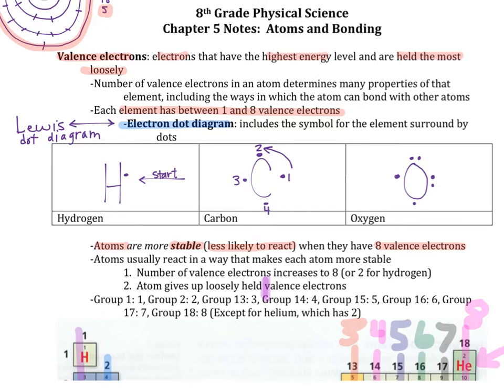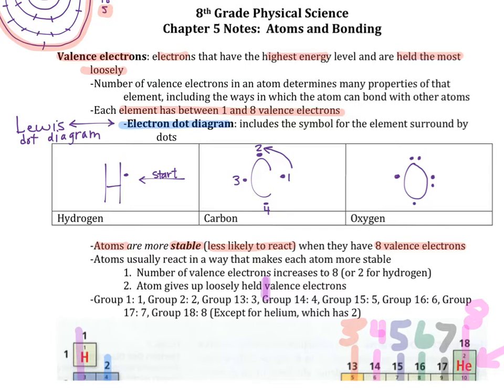Chapter 5 is all about atoms and the process of bonding. In order to understand bonding, the most important element to understand is that of valence electrons. Valence electrons are the electrons that have the highest energy level on an atom, and they are held the most loosely. The number of valence electrons in an atom is what determines many of the properties of that element, including the ways in which that atom can bond with other atoms.